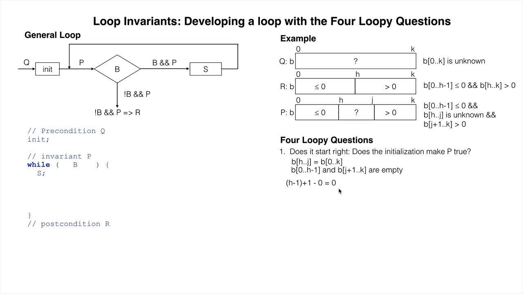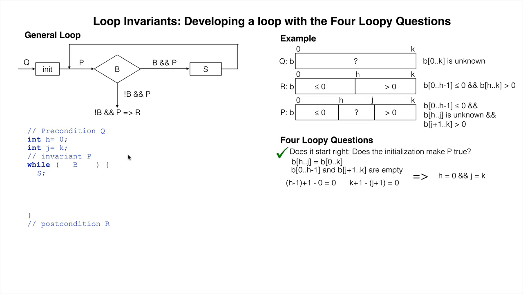First, h minus 1 plus 1 minus 0 must equal 0. Likewise, k plus 1 minus j plus 1 must also equal 0. Solving these equations gives us that h equals 0 and j equals k. Remember that k is given to us, and we are looking for j's initial value. So the initialization is h becomes 0, j becomes k. This initialization, with Q true, makes P true.